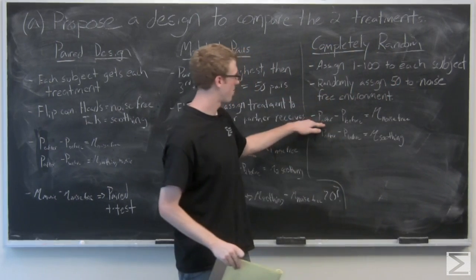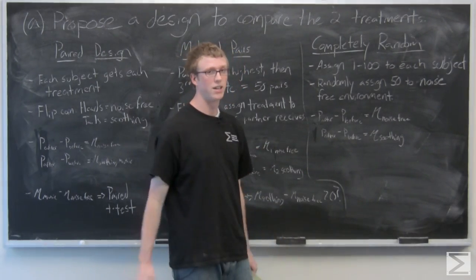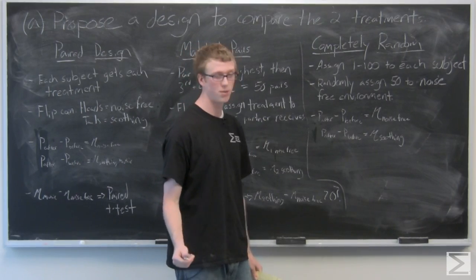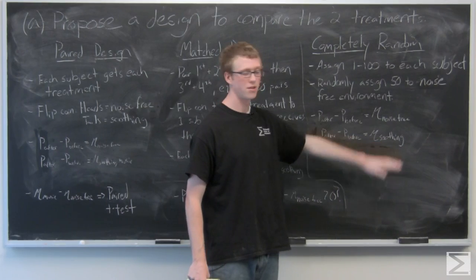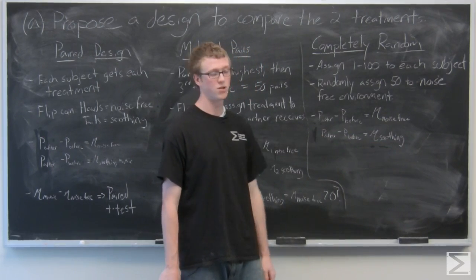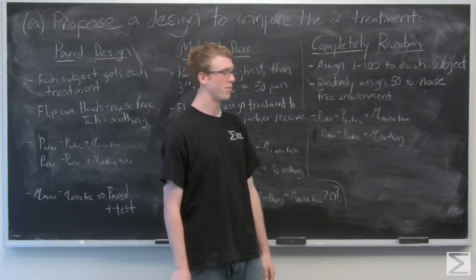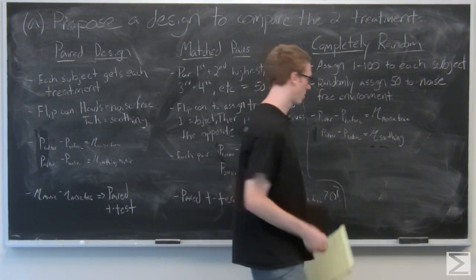So this is the first group that we chose, and this is the second group that we chose. Again, this isn't as strong because not every subject is getting every treatment. But again, we're just going to subtract the average difference in blood pressure of the soothing environment minus the average difference in blood pressure after being in a noise-free environment. And we're going to run this time a two-sample t-test.